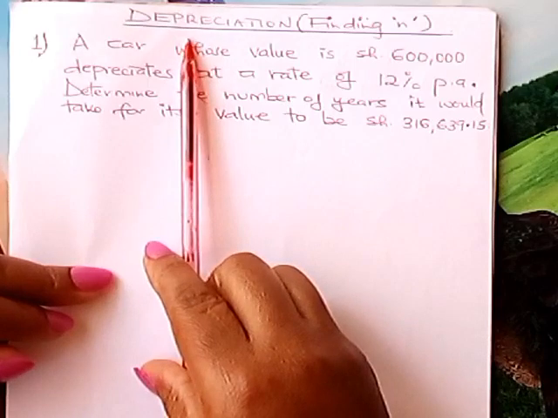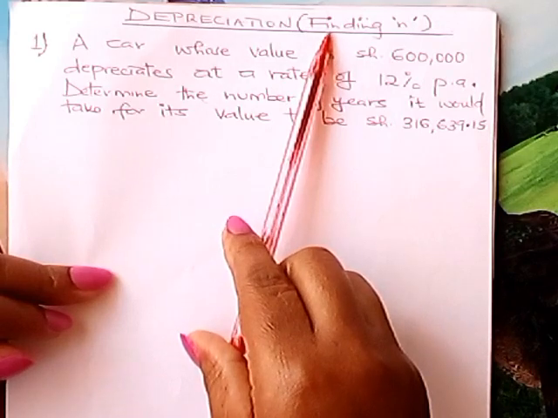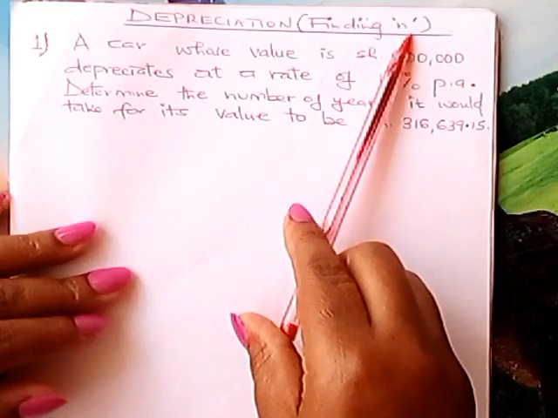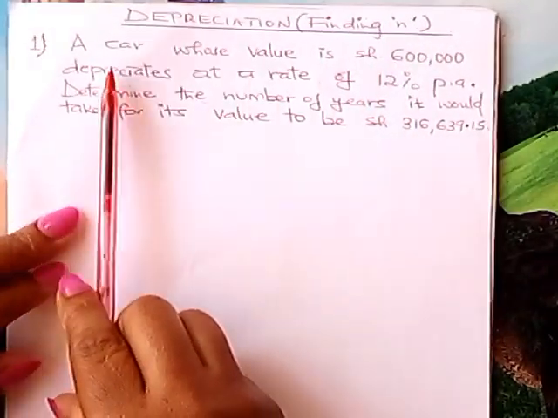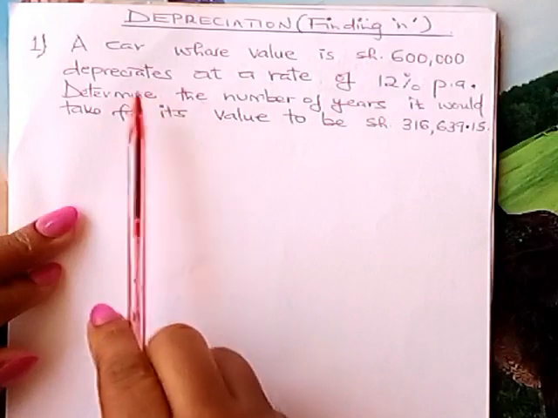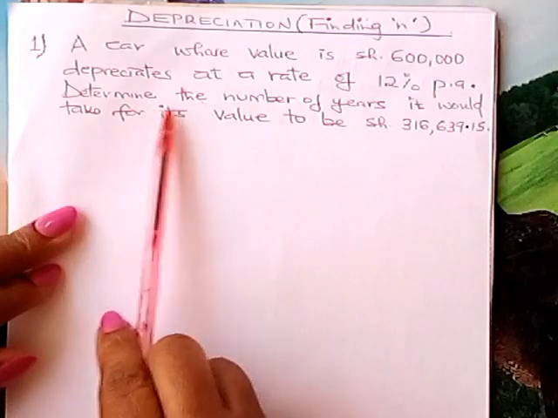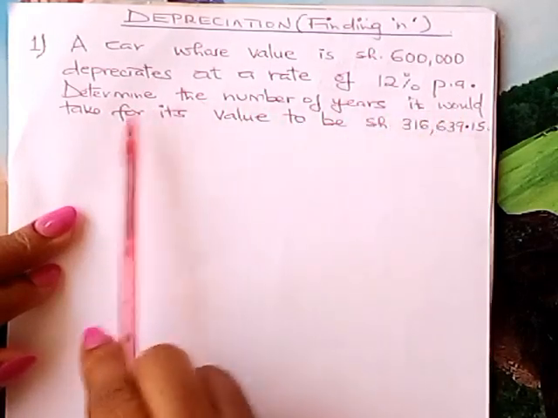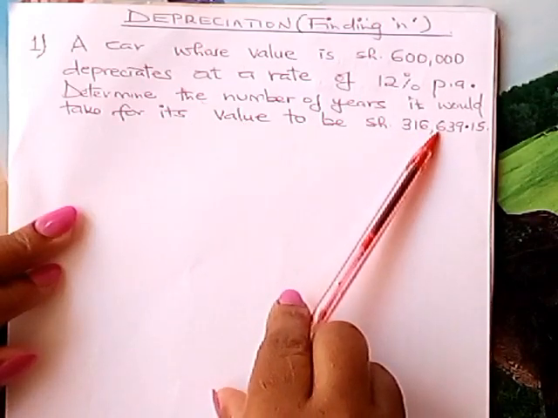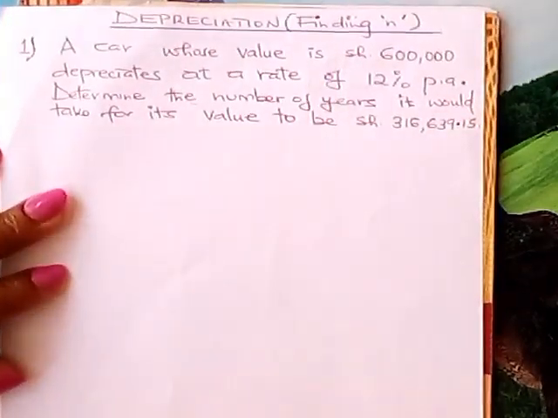Let us look at this question to do with depreciation, and specifically, learner, it is on how to find n. You know, n refers to the number of years. So here is the question. A car whose value is 600,000 shillings depreciates at a rate of 12% per annum. Determine the number of years it would take for its value to be 316,639 and 15 cents.